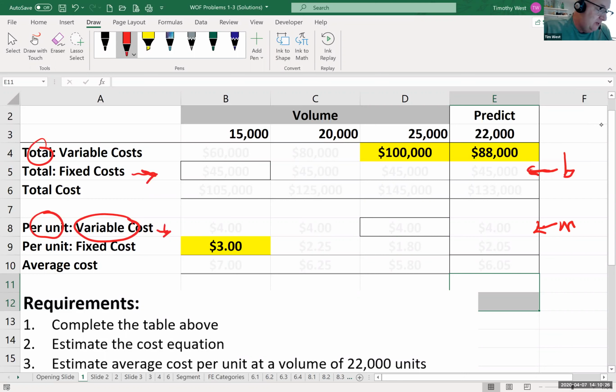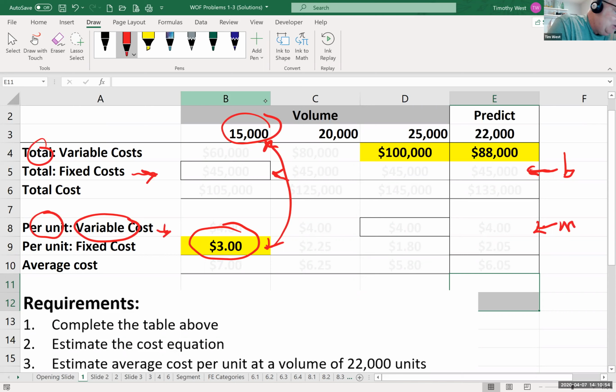So Grace, how are we going to get either the total fixed costs or the per unit variable? What's your strategy? So for the per unit variable, oh wait, no. Okay, this is how I want to do it. Okay, so if the per unit fixed cost is $3. Oh, so you would take the 3 and then multiply that by the volumes. Yeah, times the 15, and I'm going to wind up with that 45,000.